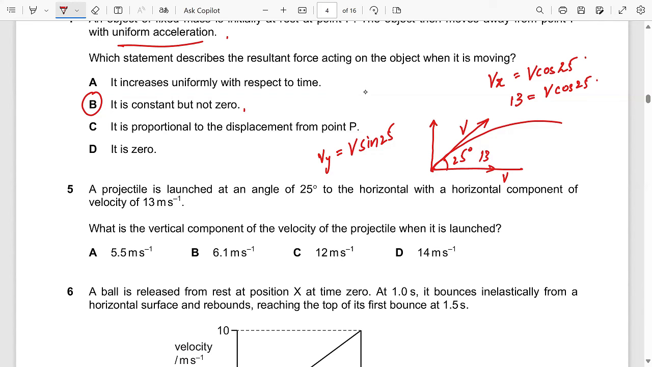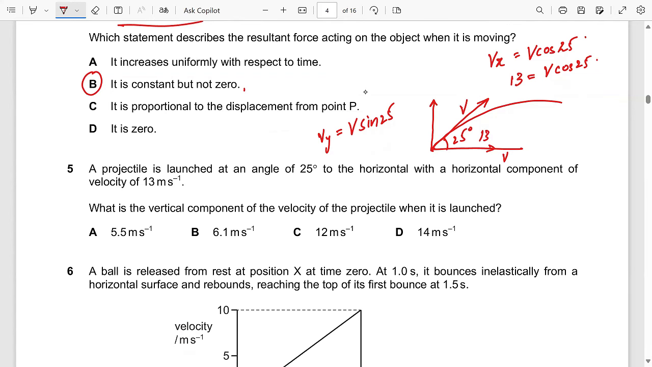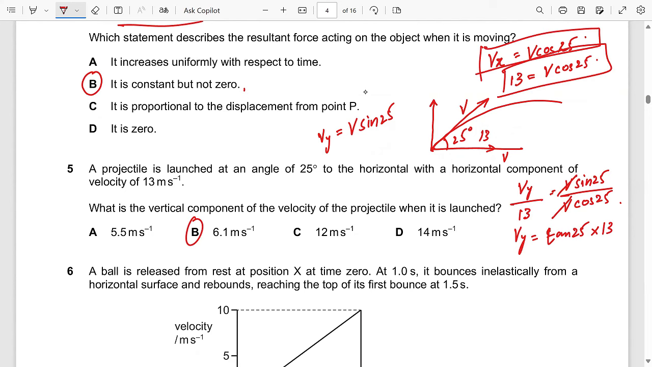What you can do is you can divide both of these equations on each other. Vy over 13 is equal to v sine of 25 over v cos of 25. This v will cancel with this v. Vy will be, this is tangent. The tangent 25 into 13 will give you the answer. This is the answer.